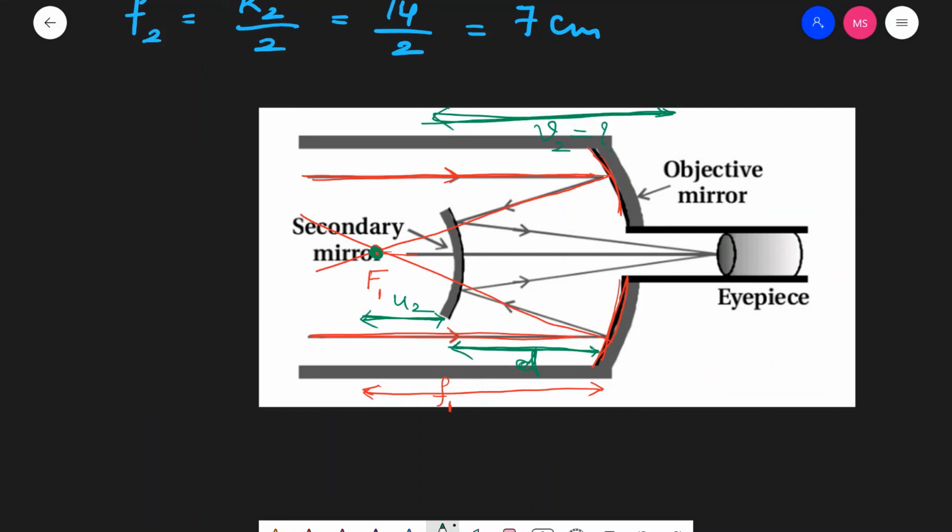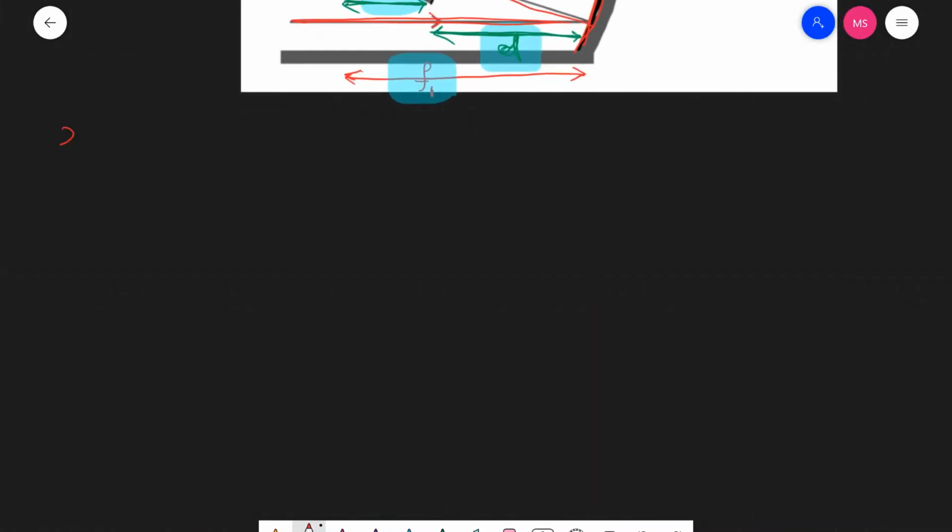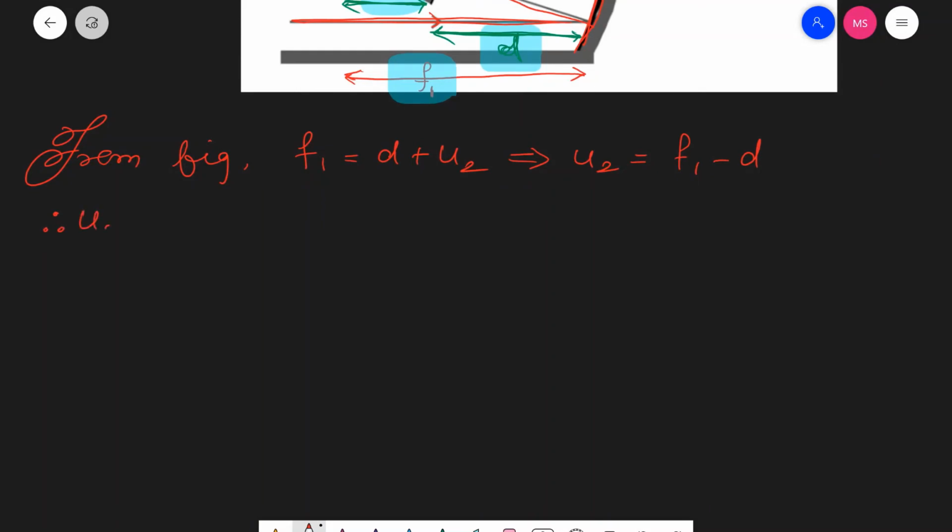So clearly you can say that here f1 will be equal to d plus u2. Clear? So from figure you can say that f1 is equal to d plus u2. This implies that u2 will be equal to f1 minus d. So therefore u2 will be equal to f1 is 11 minus d is 2. So that is equal to 9 centimeter. So u2 will be equal to 9 centimeter.